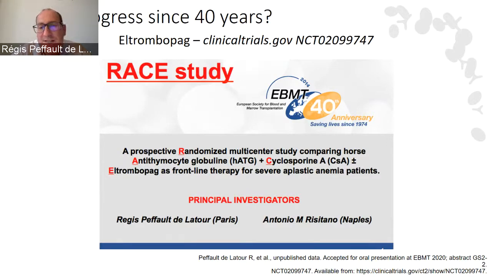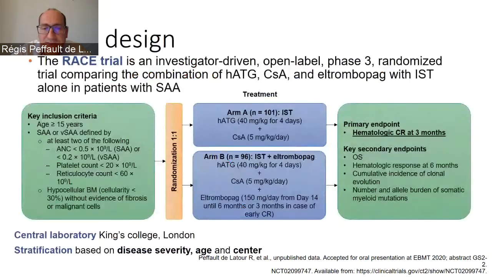Of course, this is a transplant talk, but as you know, if you want to be a good transplanter, you have to know what's going on on the other side. And basically, what we did with Antonio and the entire working party of EBMT is to run the phase 3 trial in Europe. It was about 6 countries, 200 patients and so on. The next slide is summarizing the design of that study. It was a one-to-one randomization.